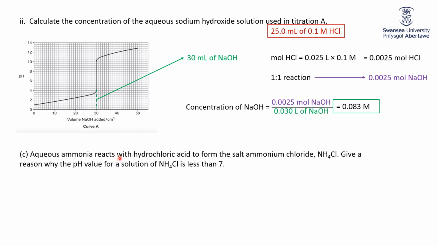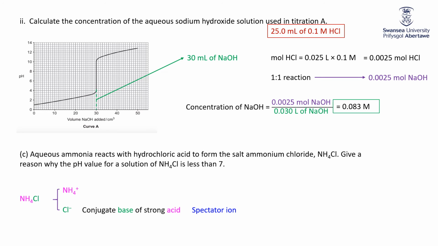Finally, throw this in here, similar question that we've had before, but we might as well go through it. Aqueous ammonia reacts with hydrochloric acid to form the salt ammonium chloride. Why is the pH value for ammonium chloride less than 7? Well, NH4Cl is, of course, a soluble ionic compound, which means in solution, it's NH4+ and Cl-.